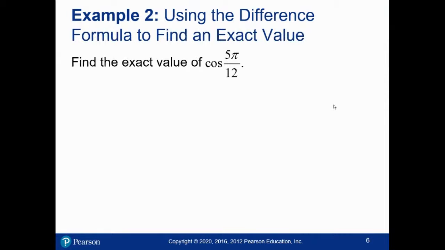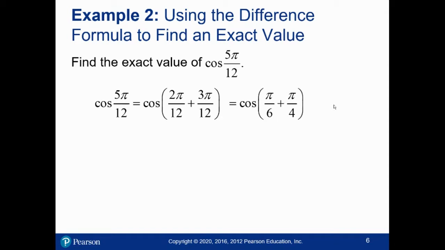So how about cosine of 5 pi over 12? Can you come up with two angles that you know how to take the sine and cosine of that either add or subtract to give you 5 pi over 12? Well, we've got more than one possible way to do it, but I think the most straightforward is 2 pi over 12 and 3 pi over 12. And you might think, why on earth are 2 pi over 12 and 3 pi over 12 convenient? Because they're pi over 6 and pi over 4, and we know how to deal with those.